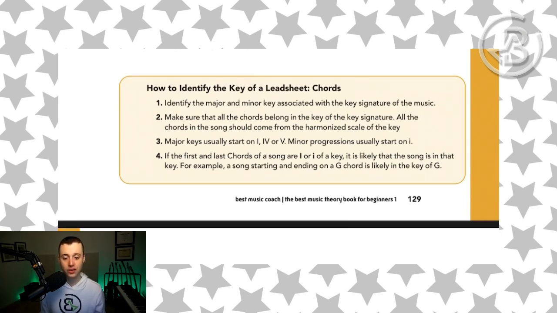So for example, if a song starts and ends on a G chord, it is likely in the key of G. If a song starts and ends on an E minor chord, it's likely in the key of E minor. If it starts and ends on a C major, it is likely in the key of C major. And if a song starts and ends with a chord of A minor, it is likely in the key of A minor. I will see you in the next lesson.